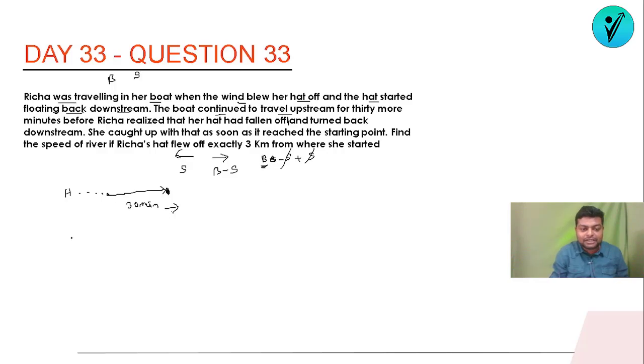सो इन 30 मिनट्स ऑफ टाइम, ओके, द गैप दैट विल बी क्रिएटेड, ठीक है, ये जो 30 मिनट्स ऑफ टाइम हो, जब तक उसको रियलाइज होगा, तो हैट और इसके बीच का जो गैप हो जाएगा, दैट विल बी व्हाट? इट विल बी 30 टाइम्स ऑफ b.